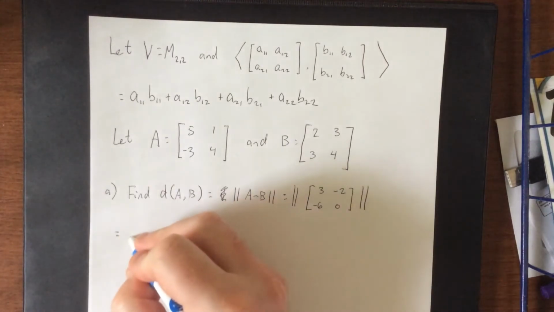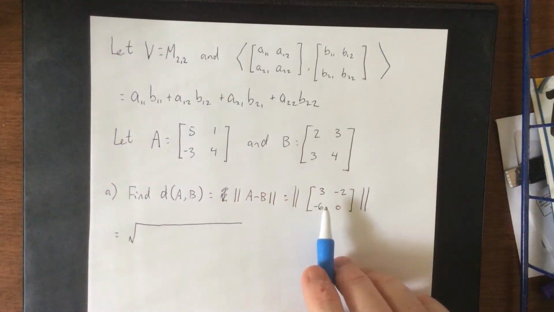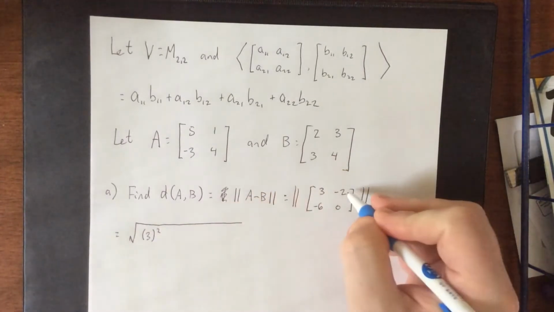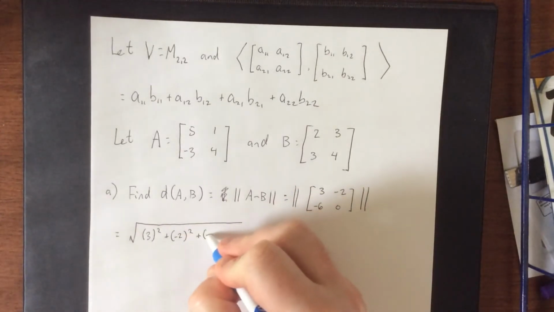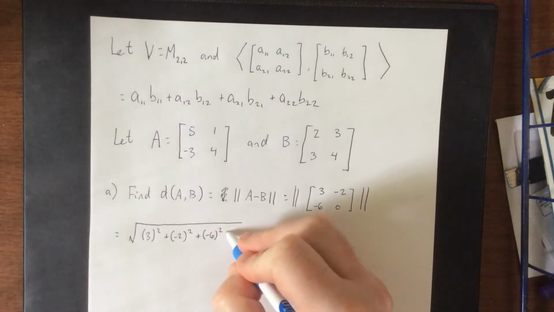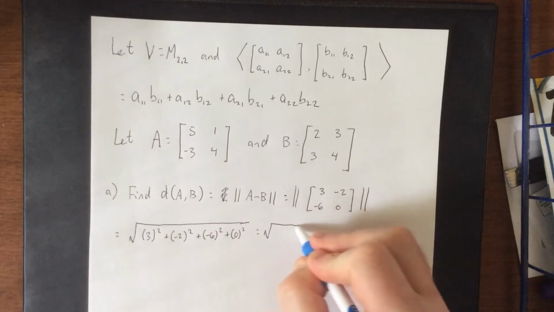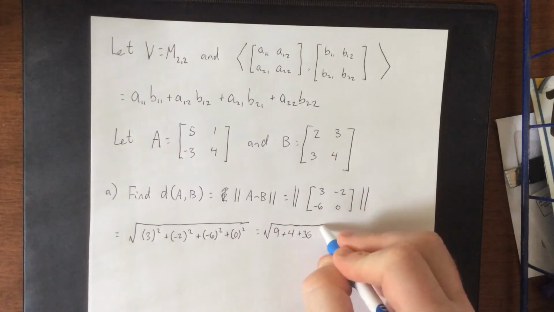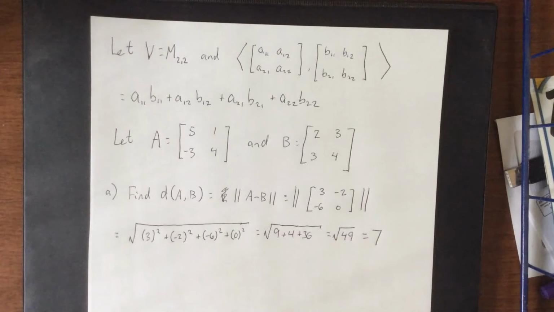Next up, we'll be taking the corresponding components and multiplying them together, and by that I mean we'll be multiplying 3 times 3. We'll be multiplying negative 2 times negative 2. We'll be multiplying negative 6 times negative 6. And we'll be multiplying 0 times 0. Adding them all, and then taking a square root. This will be 9 plus 4 plus 36 plus 0 for the square root of 49. Square root of 49 simplifies really nicely into just 7.